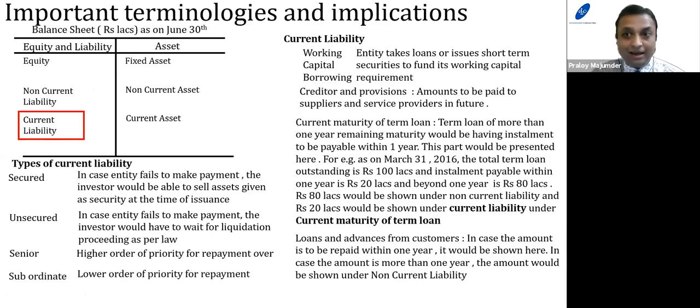Now, if you look at how the seniority and subordination will change: the current liability would be senior compared to non-current liability, and the non-current liability would be senior compared to equity. So senior most is current liability, then non-current liability, then equity. So this is the order of preferences. The payment will take place in this order if the company actually gets wound up, unless it's a secured facility.